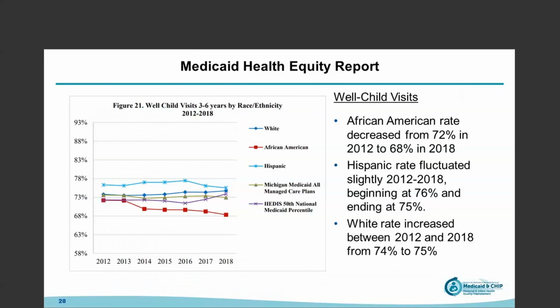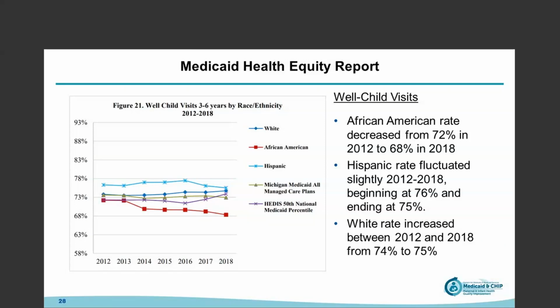So what we have here is a trend over time from 2012 in our state to 2018, showing the white reference population in the dark blue line, the African American rate in the red line, the Hispanic rate in the light blue line. And then we've also added our Medicaid managed care plan weighted average, or statewide weighted average, in the green line, and then the HEDIS 50th national percentile in the purple line there.